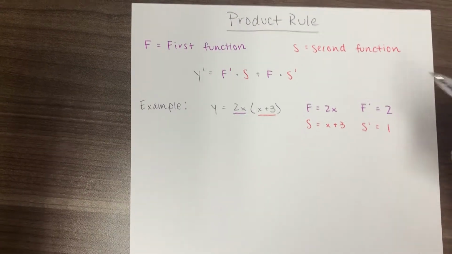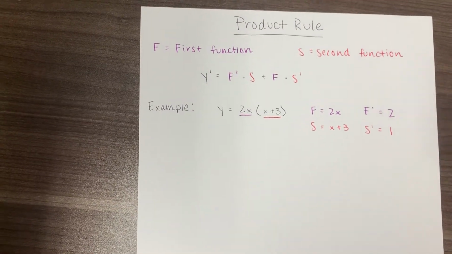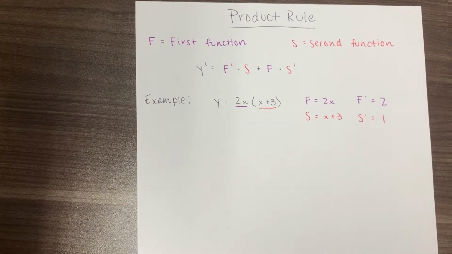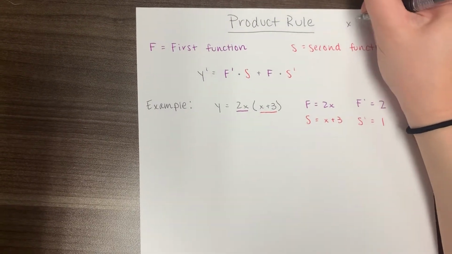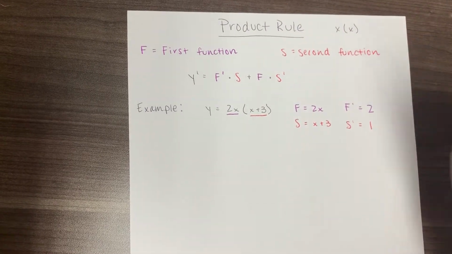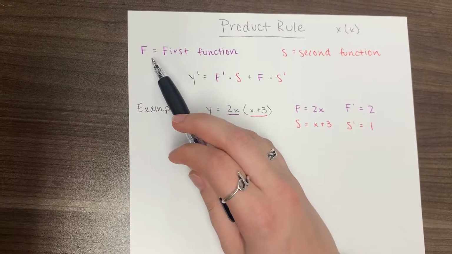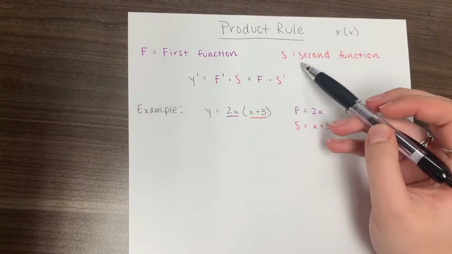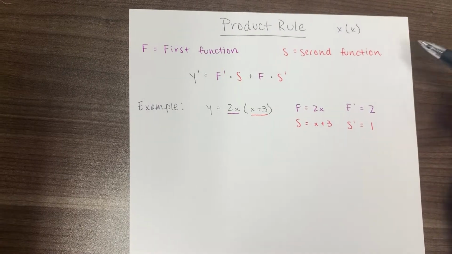Okay, so today I'm going to be talking about product rule, which is a really simple rule to find derivatives, and you are going to use this really anytime that you see an x being multiplied by another x. So before we really begin, I did want to preface that f in this case is going to mean the first function. The s is going to mean the second function.